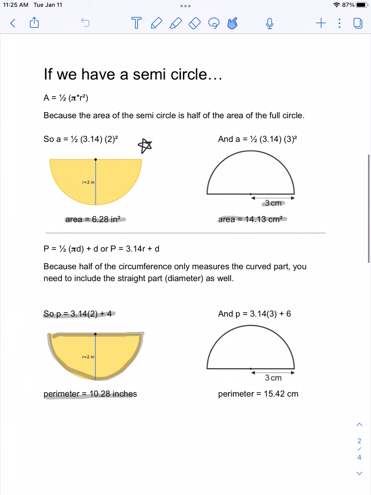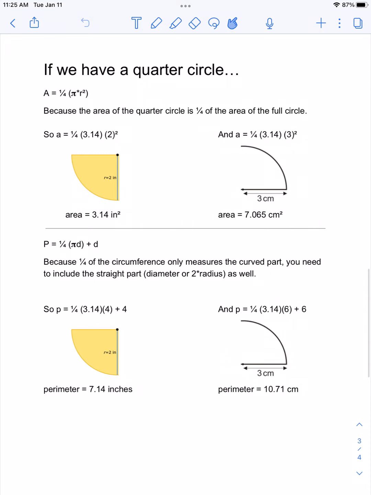All right, and then we have another example. The radius is 3. That means the diameter is 6. So the perimeter is pi times half of the diameter plus the diameter, which if we type that in a calculator, we get 15.42 centimeters.